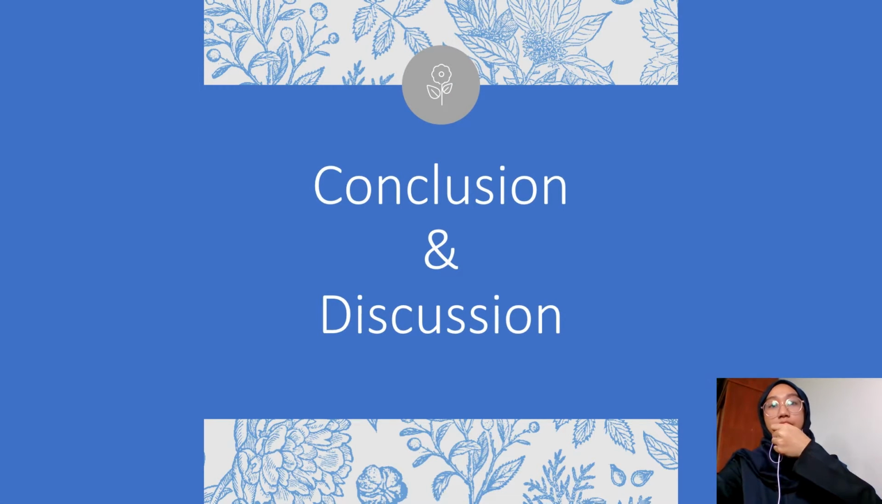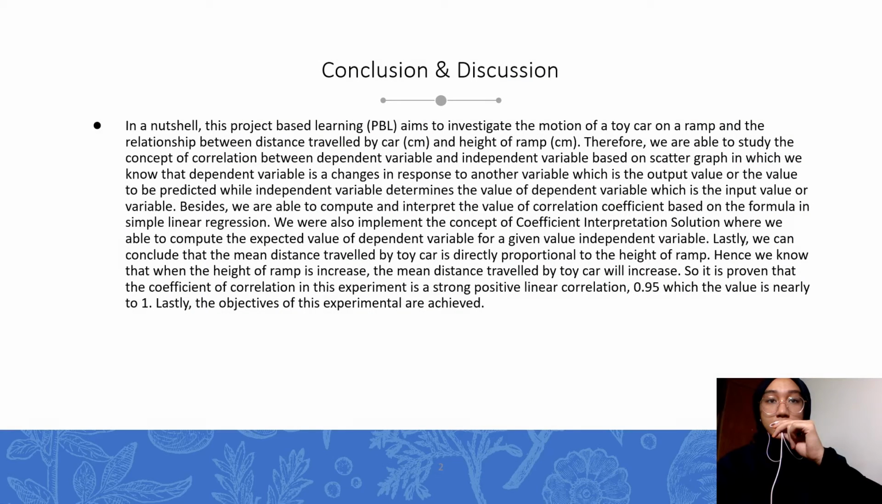Lastly, the conclusion and discussion for this PBL project. This PBL is about discussing the distance traveled by a toy car and the height of the ramp. So, as we can see, when the height of ramp is increased, the distance of the toy car is also increased. And then the mean of each distance traveled by a toy car is determined by the total distance divided by 3 for each height of data.